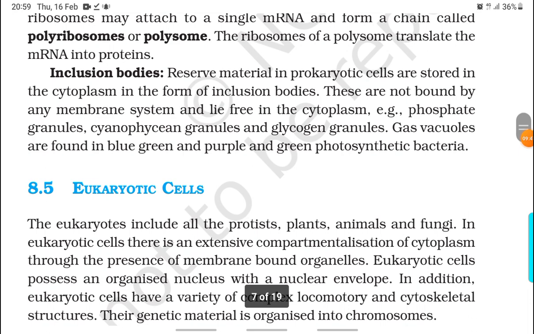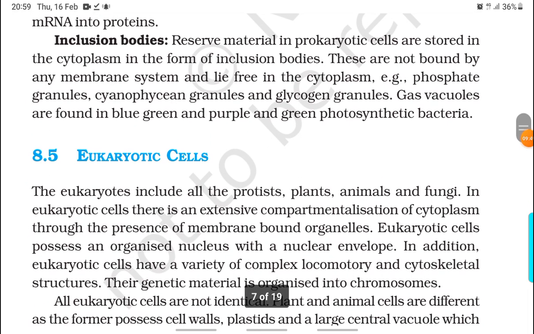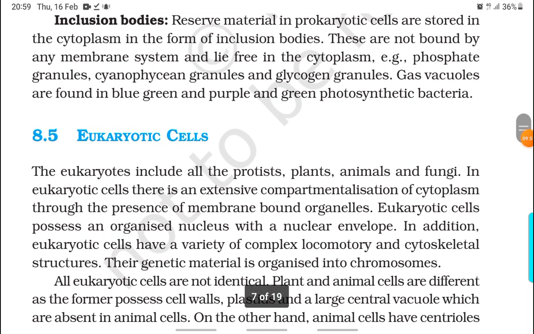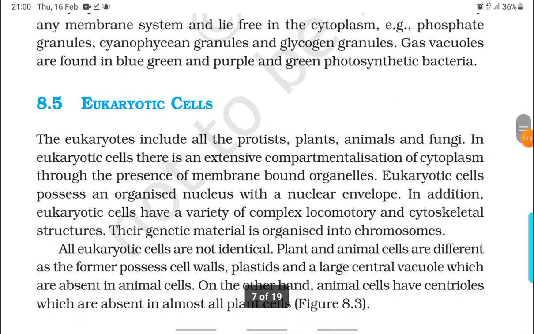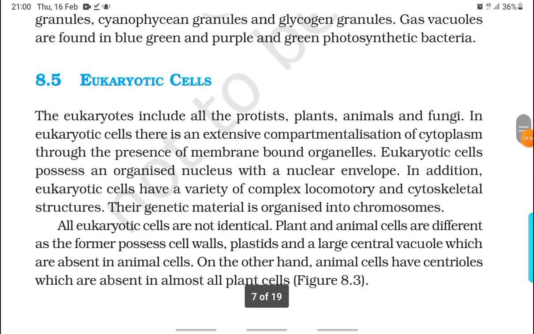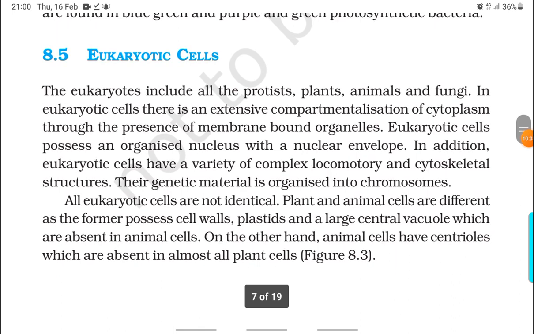Inclusion bodies. Reserve material in prokaryotic cells are stored in the cytoplasm in the form of inclusion bodies. These are not bound by any membrane system and lie free in the cytoplasm, for example, phosphate granules, cyanophycean granules, and glycogen granules. Gas vacuoles are found in blue-green and purple and green photosynthetic bacteria.